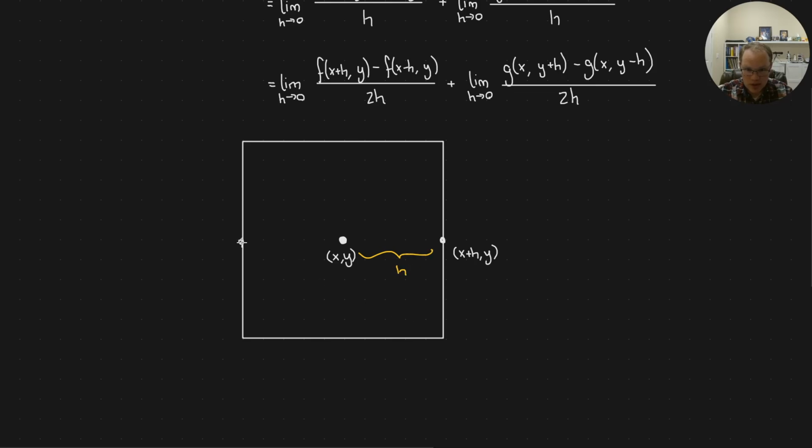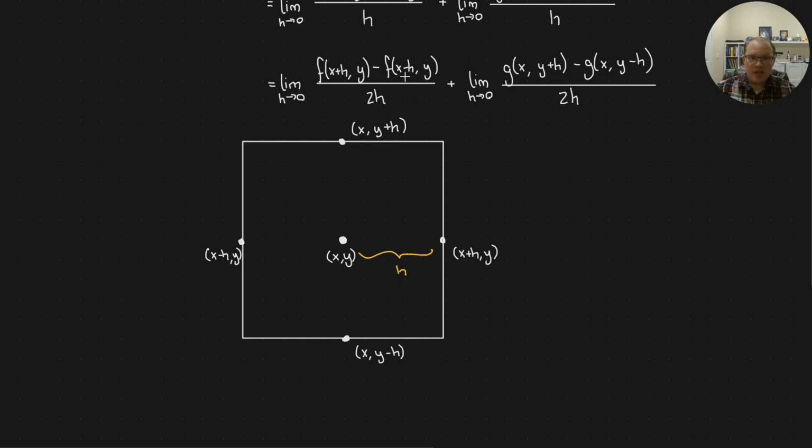And this point here would be x minus h comma y. This point up here would be x comma y plus h. And this point here would be x comma y minus h. I'm just going a distance of h units away from my central point x, y in each direction.